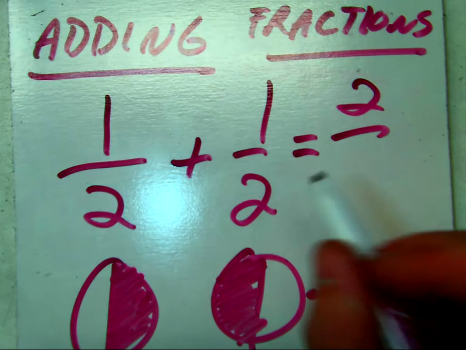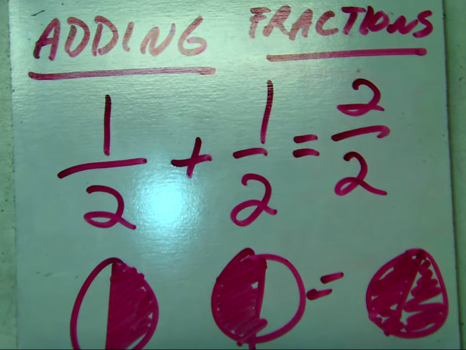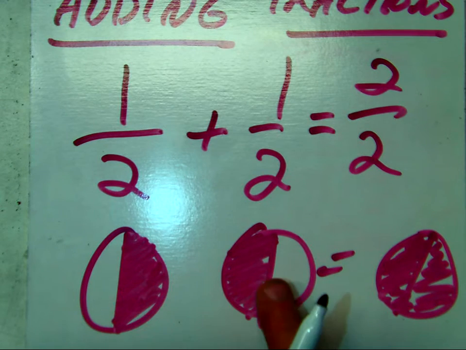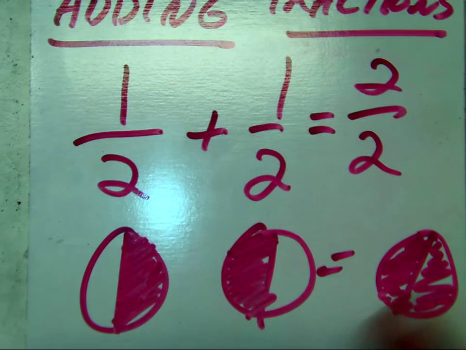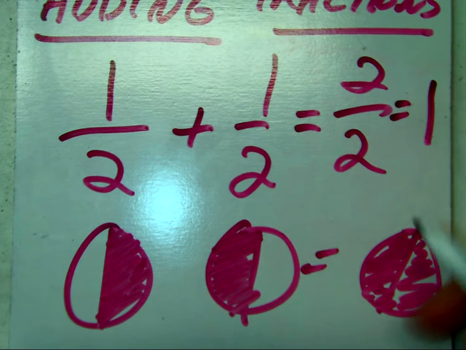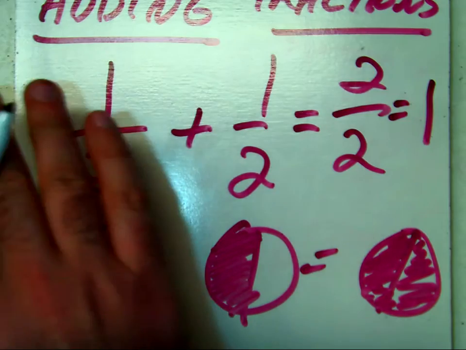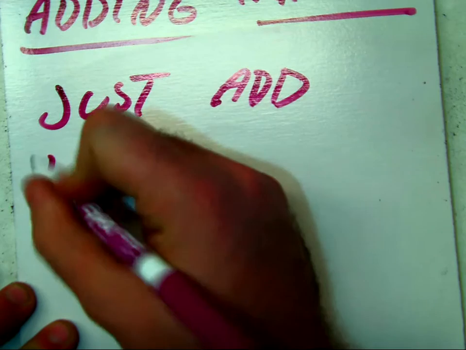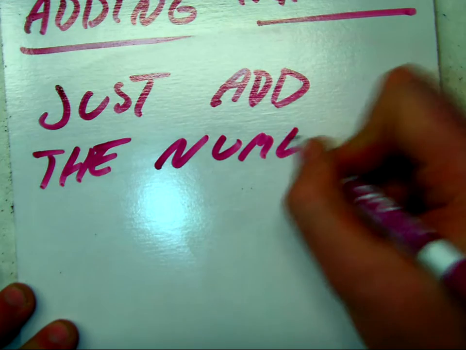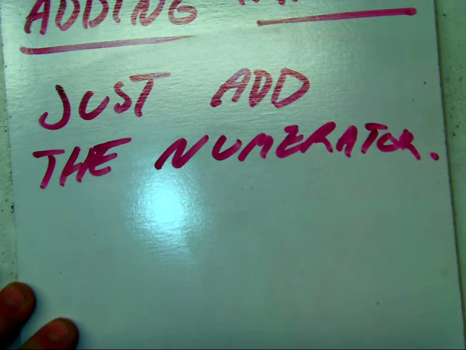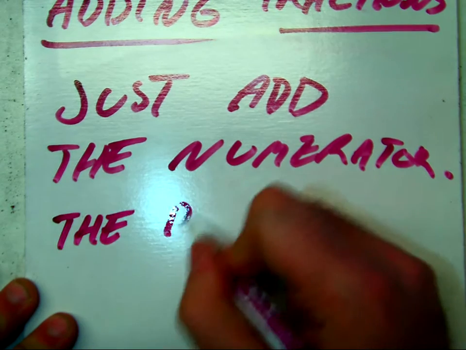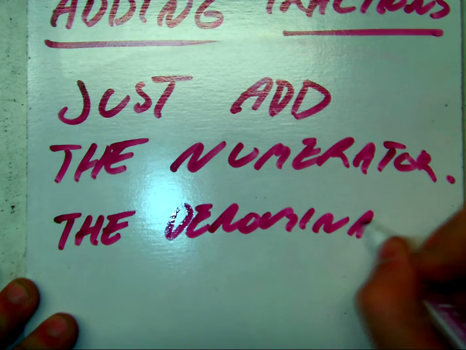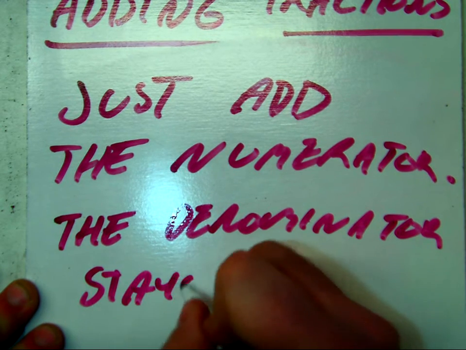2 does not get added to itself, just 2/2, because I added one part out of 2 plus another part out of 2. I didn't add the parts and somehow create a bigger number of parts, not how that works. 2/2 simplifies to just being 1, or 1/1. That's why we just add the numerator. So the rule of thumb for adding fractions is that you just add the numerator. Okay? The denominator stays the same.